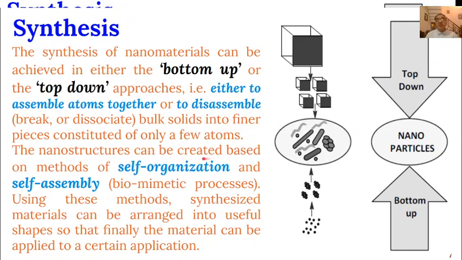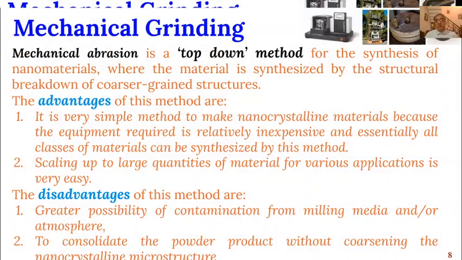Then these can be created based on methods of self-organization or self-assembly, which is sometimes called a biomimetic process. And using these methods, the synthesized materials can be arranged into useful shapes, so that the material finally can be applied for a certain application. So depending upon the application, the method is chosen, that by which method we will get which type of nanomaterials.